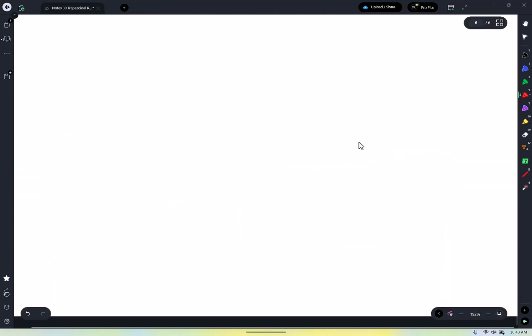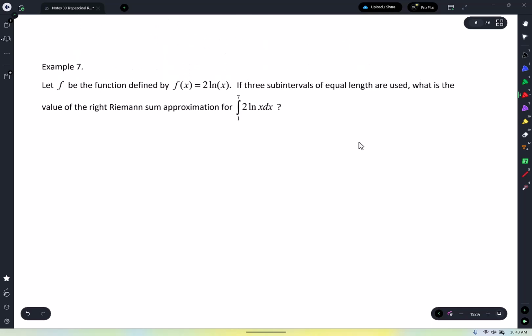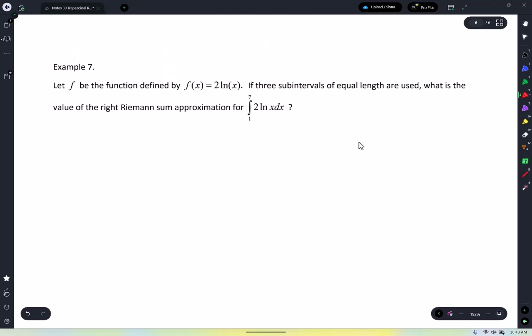Don't worry, guys. We're almost done. I think this is the last one, and then we'll set you loose. 3 subintervals of equal length. A right Riemann sum.